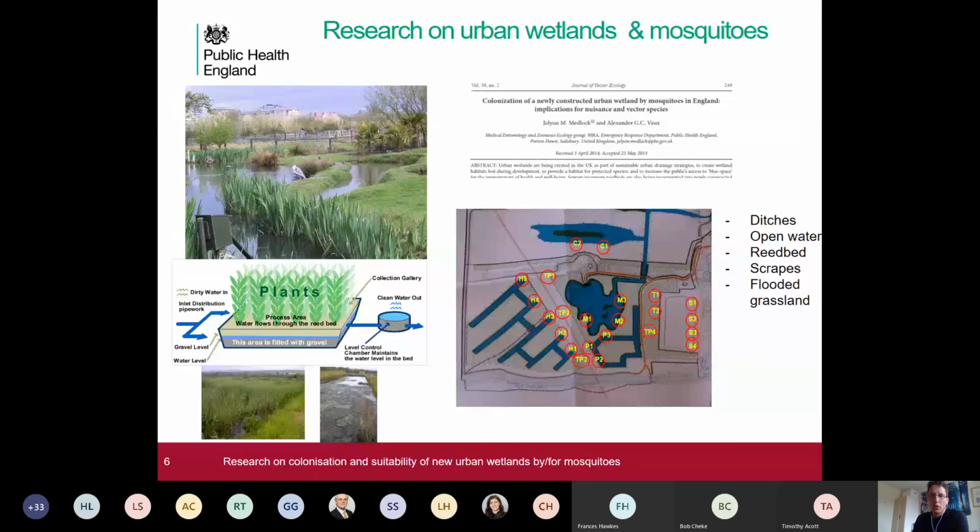Also under environmental mitigation for protected species, as we continue to build houses, there are areas where urban wetlands are created. And even just this week, I've had questions about whether particular schemes would likely create a mosquito or disease nuisance in the future. So we conducted some work looking at the range of different wetland habitats that would be created as part of ecological mitigation for protected species, and whether they would be suitable for colonization by mosquitoes.